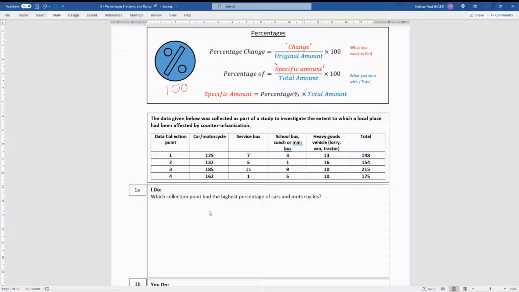So we want to find the percentage of cars and motorcycles out of the total. If we look at data point 1, the specific amount, cars and motorcycles, is 125, out of the total, which if you look across here is 148, times 100. Which gives us 84.46%.